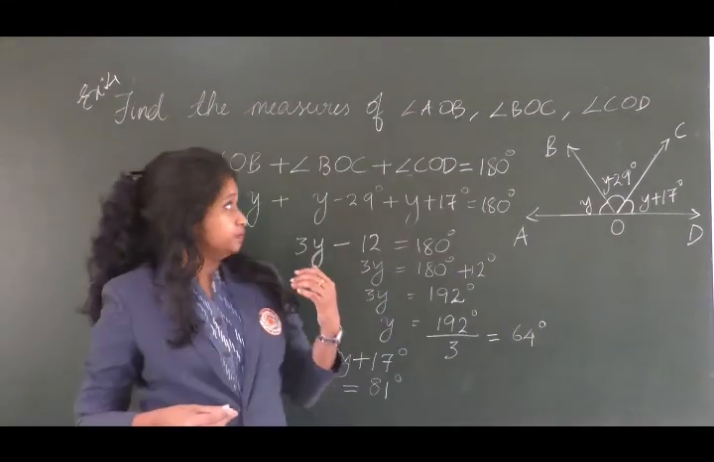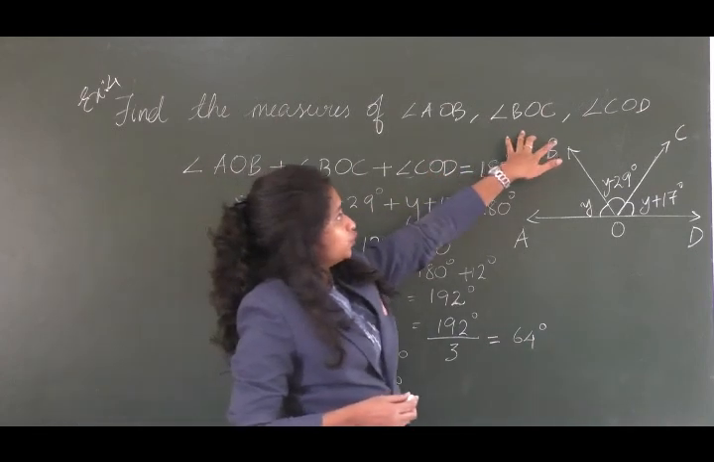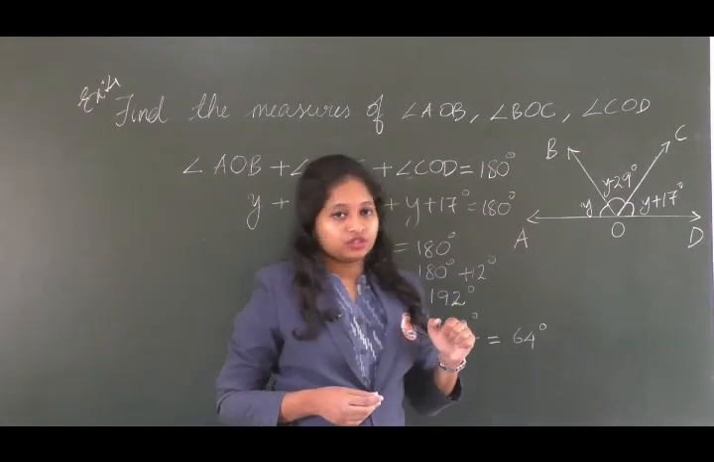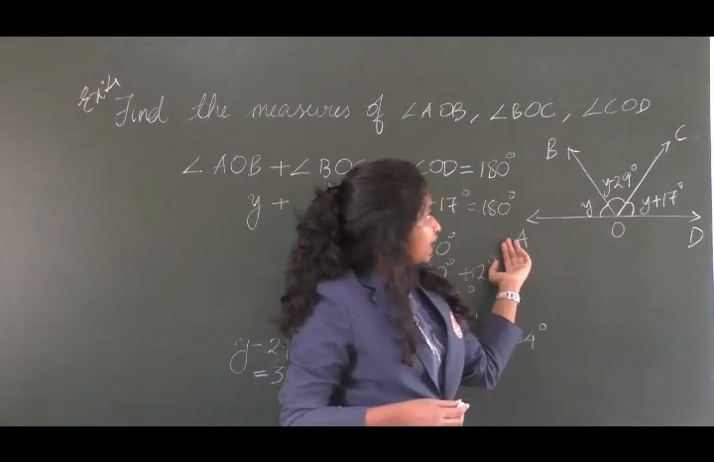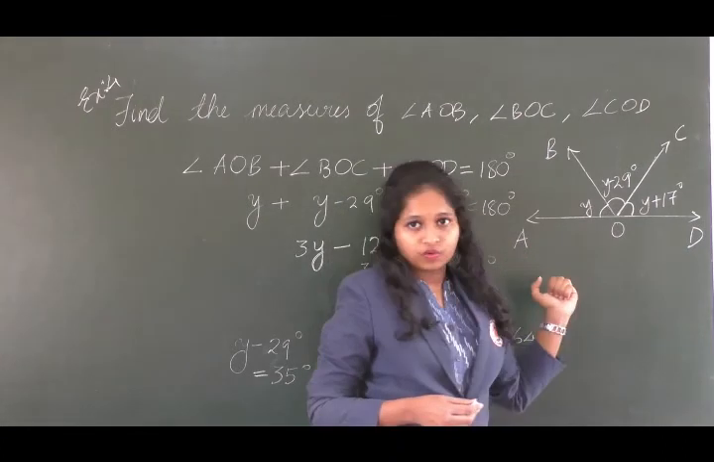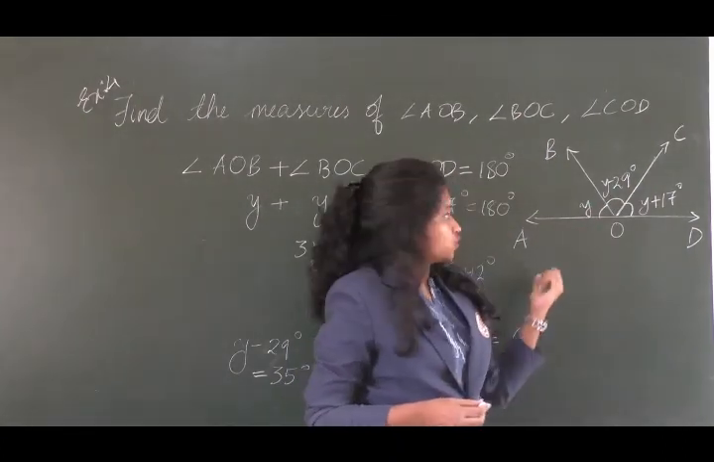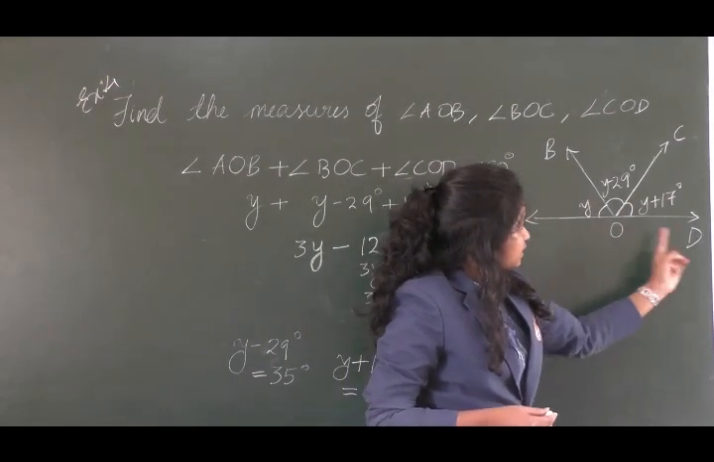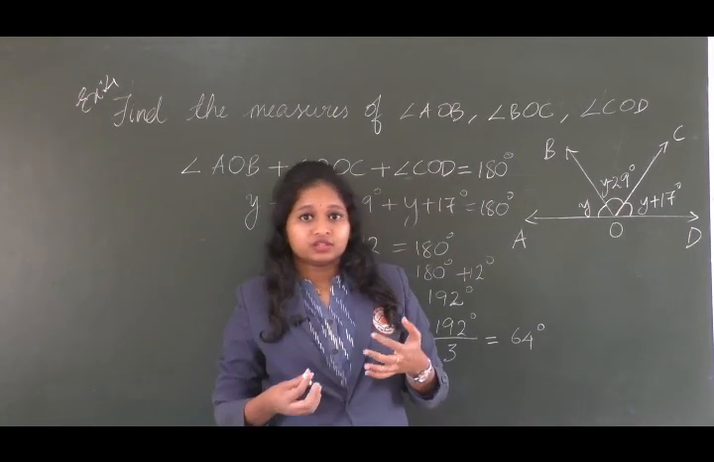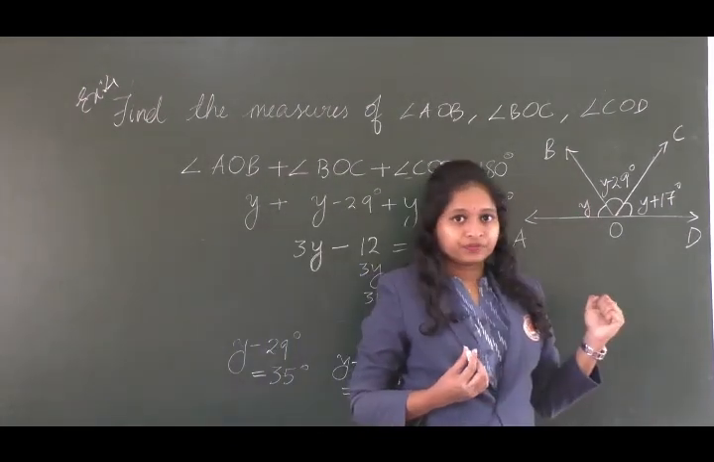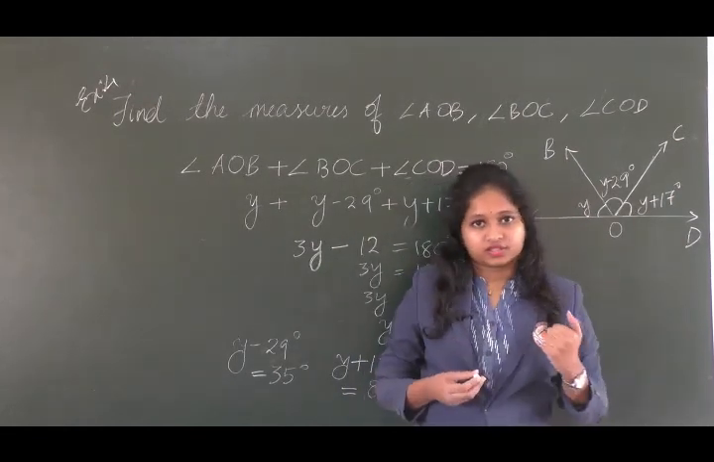So children, now let's learn a problem from example 4. Find the measures of angle AOB, angle BOC and angle COD from this figure. Here if you observe, angle AOB is given as y, angle BOC is given as y minus 29 degree and angle COD is given as y plus 17 degree. So first let's find the value of y, and then after finding it we can find all these angles.